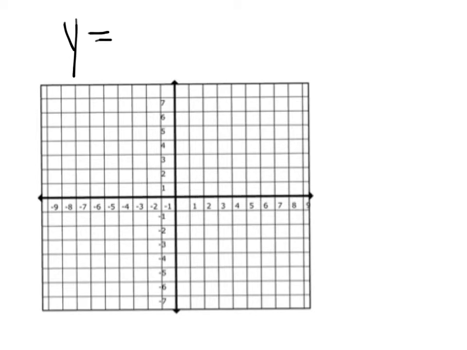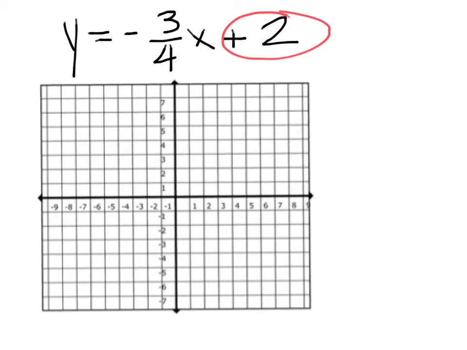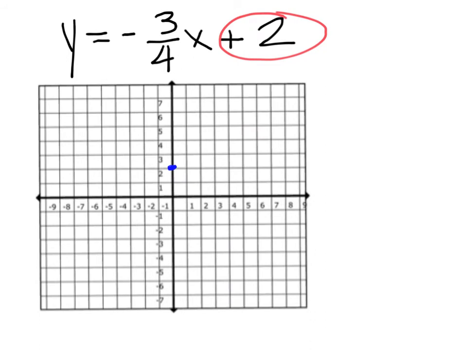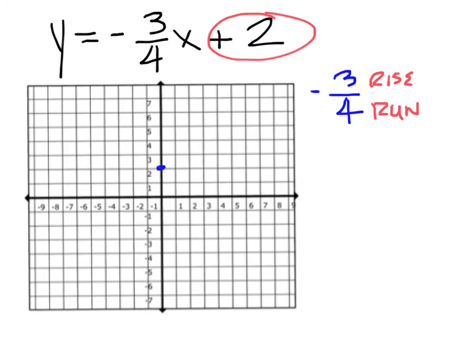You need to graph y equals a negative 3/4 x plus 2. Start by looking at the y-intercept. The y-intercept is 2, so we go to 2 on the y-axis and make a dot. Then we look at the slope. The slope is a negative 3 over 4. Slope is rise over run. And if it's negative, that means that you're going to go down 3 and then to the right 4. So from that dot, we go down 3 and then to the right 4. Make a dot.